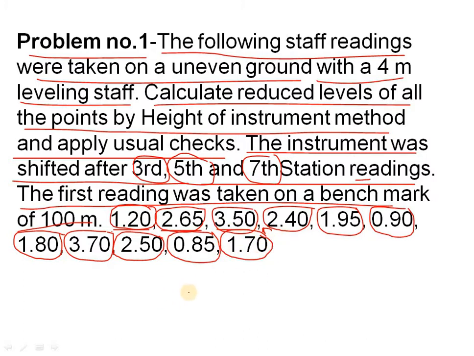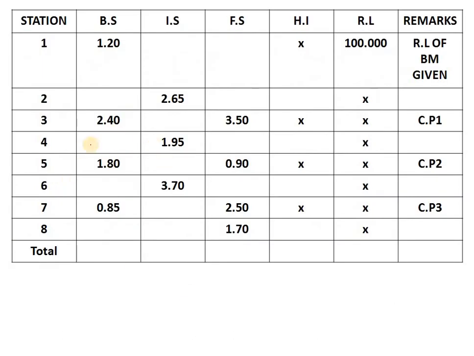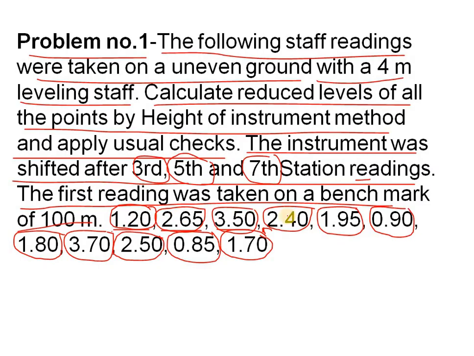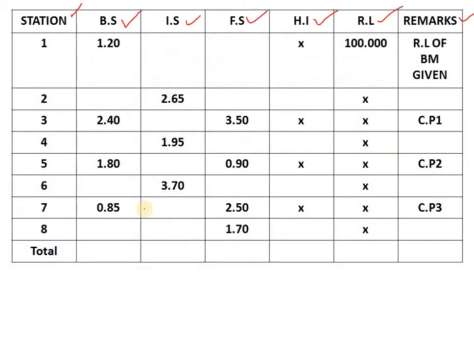So let us see here, we have the table. This is the table everyone has to draw. In this we have to draw the columns: first one is station, then BS back side, intermediate side, fore side, height of instrument method, RL, and in the last column is remarks. First of all we write this. How many station points are we having? Let us count: 1, 2, 3, 4, 5, 6, 7, 8, 9, 10, 11. These are all points. So we are writing station points 8.